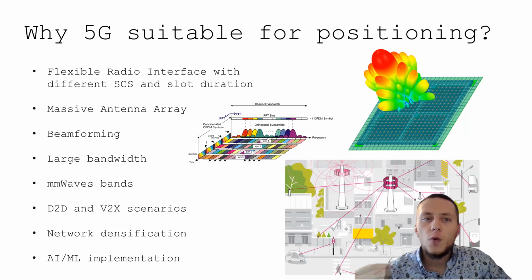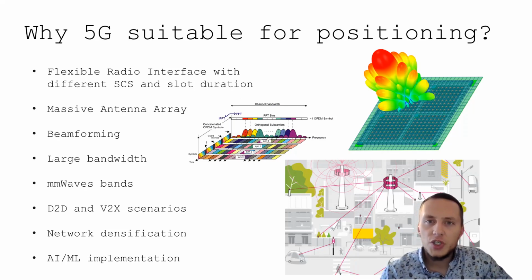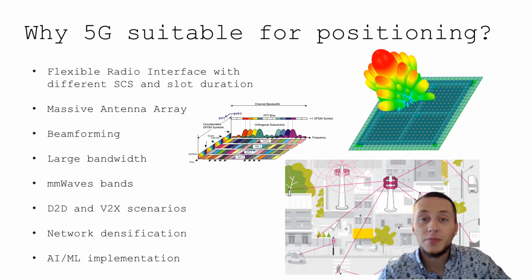Now let's talk about why 5G is very suitable for positioning. Why only now can we finally talk about mature positioning in cellular networks? First of all, 5G is very flexible. We know that it is possible to use different subcarrier spacing with different slot duration. It means that it is measured in timing advance. Also, there are massive antenna arrays, and as I said before, this is very good in terms of signal resolution. Beamforming may give us SNR gain, which is very good for accuracy and for latency of calculations.